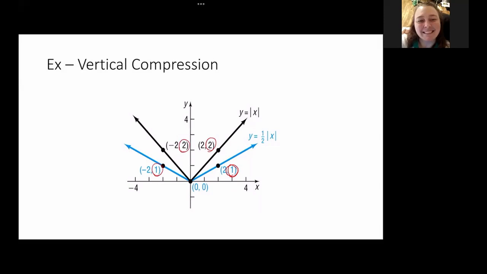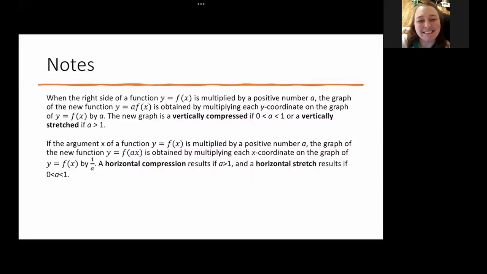Let's take some notes on what we did about this vertical compression. So when the function f of x is multiplied by a positive number a, as long as a is between 0 and 1, it is compressed.